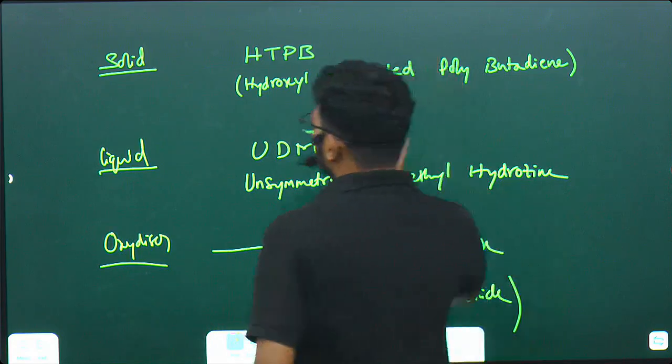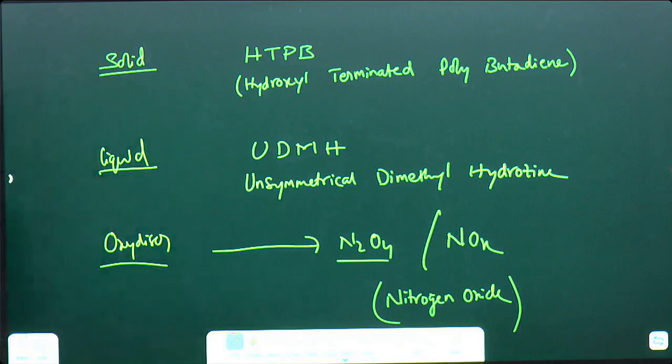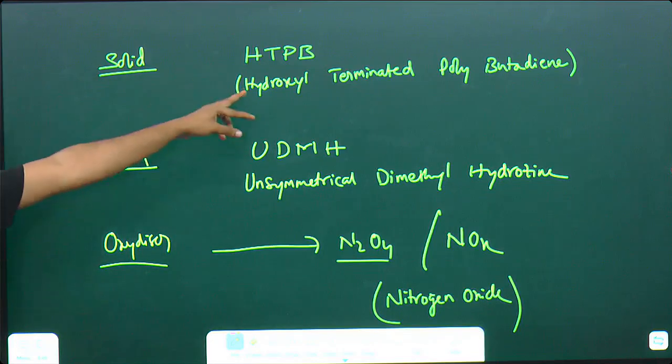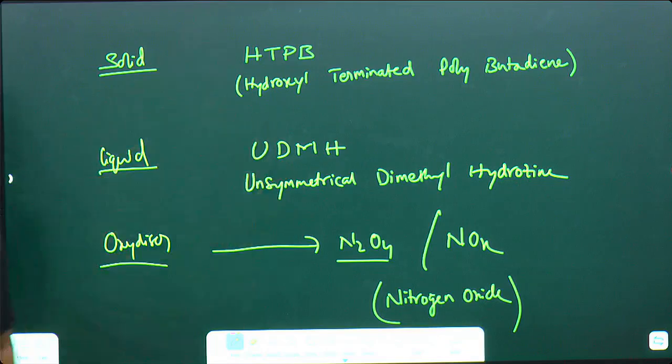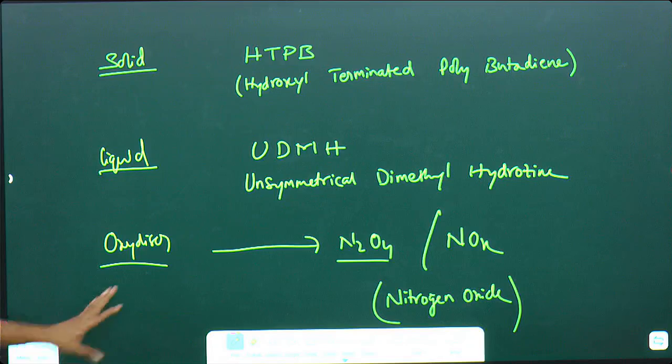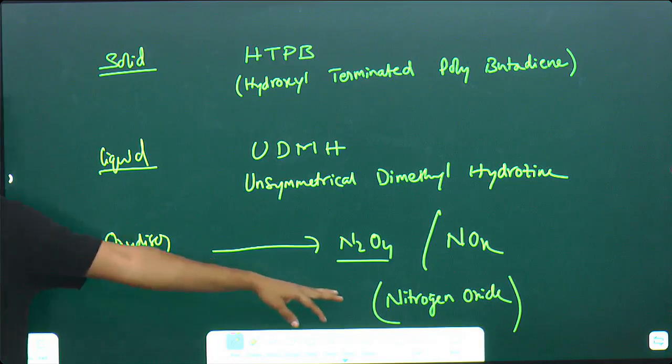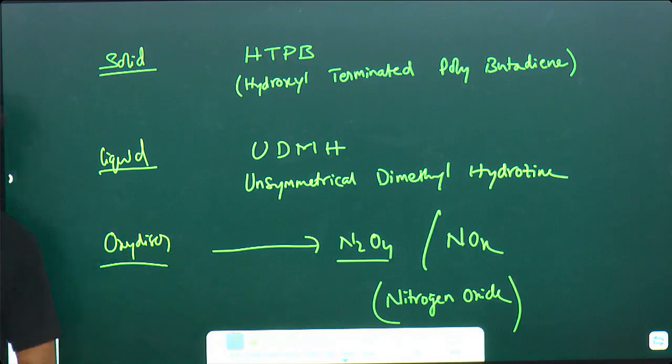So these are the fuels we'll be using in the launching vehicles. When I say solid, we will not be using coal over there. When I say liquid, we will not be using petrol or diesel. Instead, the names are these. The oxidizer is nitrogen oxide, and obviously this will be in liquid form. Gaseous we cannot use because I have already told you there will be friction, so in launching vehicles there is no use of gaseous.